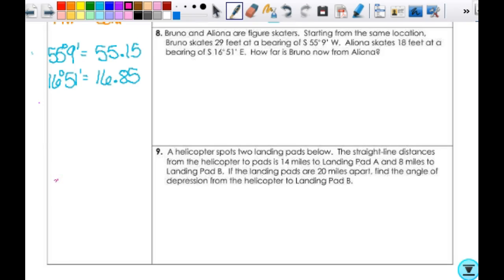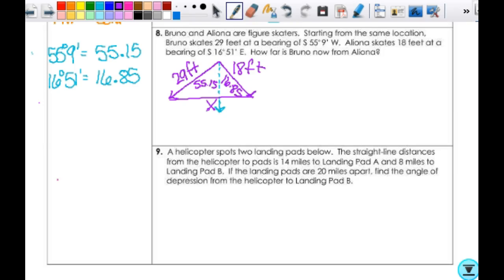So we're starting at the same location. Bruno skates 29 feet at a bearing of south 55.15 degrees west, so this is 55.15, and he went 29 feet. She skates 18 feet at a bearing of 16 degrees 51 minutes east, so she's going this way, and that's 16.85, and that's 18 feet. And I want to know how far apart they are.